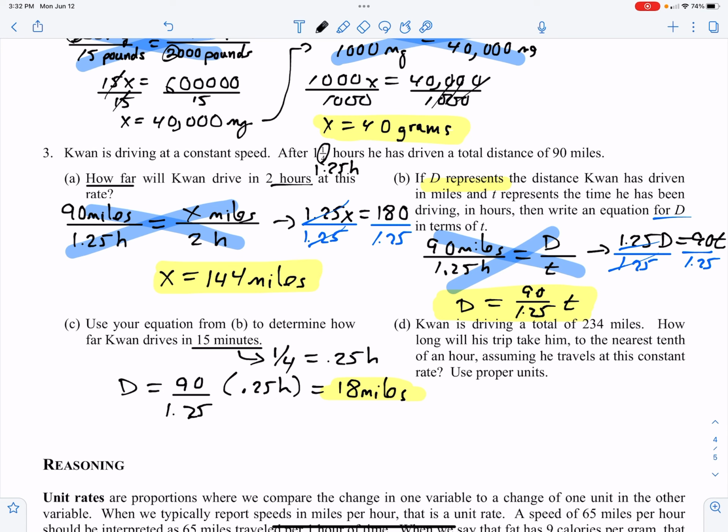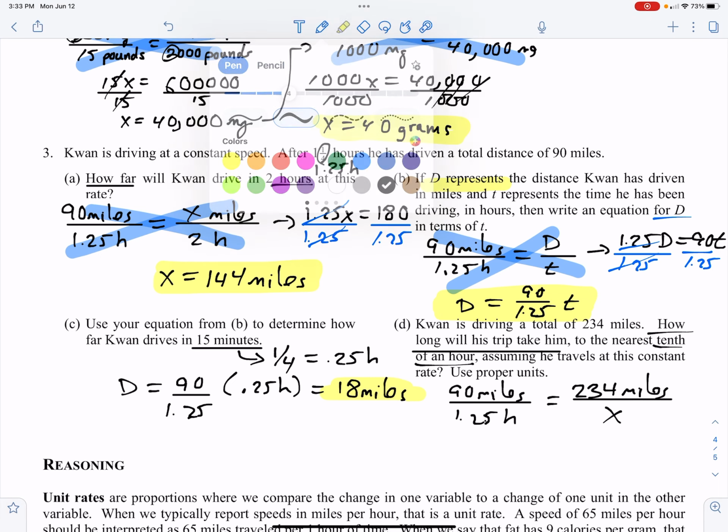Quan is driving a total of 234 miles. How long will it take him to make his trip to the nearest 1/10 of an hour? So we're going to round it to the nearest 0.1 hours. So again, we're going 90 miles over 1.25 hours, and that's going to be equal to 234 miles in X number of hours. Kind of what we're looking for in this one.